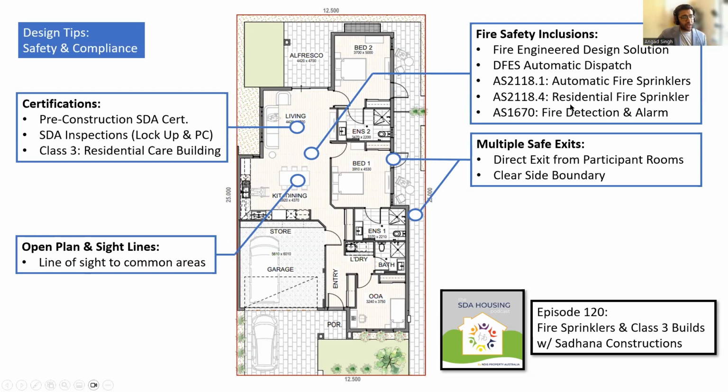Now, when it comes to fire safety, a Class 3 fire safety system is quite different to saying, listen, let's just get a Class 1 building, a basic residential house, and chuck in some fire sprinklers. It's not the same. A Class 3 fire system has to hit a certain Australian standard such that, number one, there's a detection and alarm system that goes off at the appropriate time, and that the fire department, or what we call DFES in WA, Department of Fire and Emergency Services, is automatically informed when that happens.